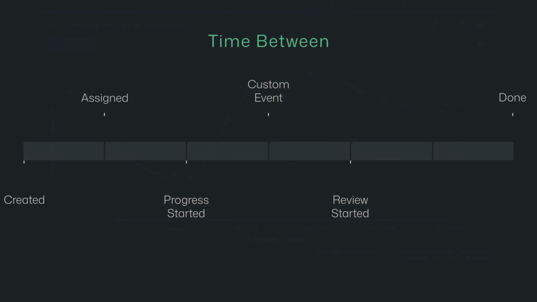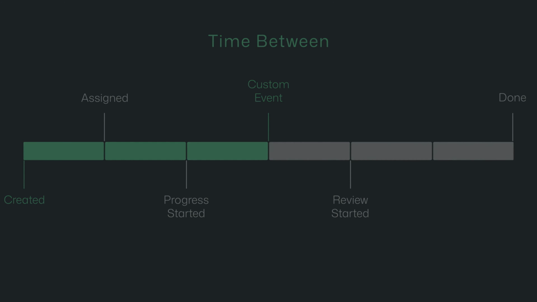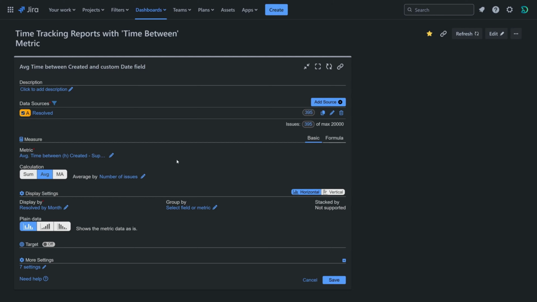In the previous examples, we use standard fields, but you can choose any two custom date fields and apply them with the time between metric in our app. In our next example, we use the standard field created, and the custom field, support started.